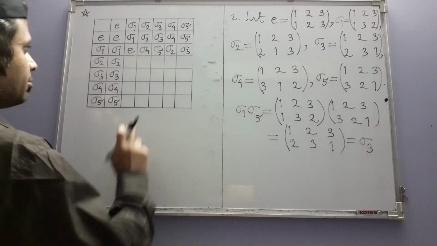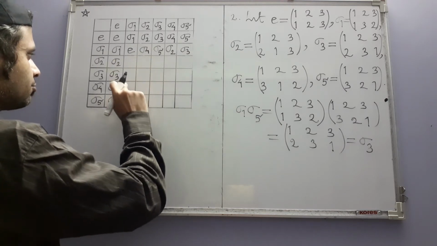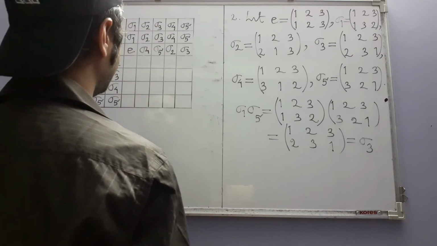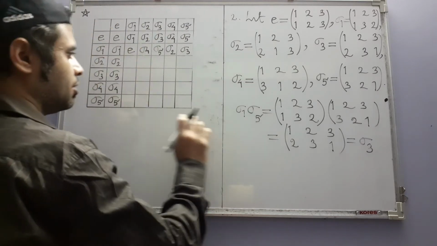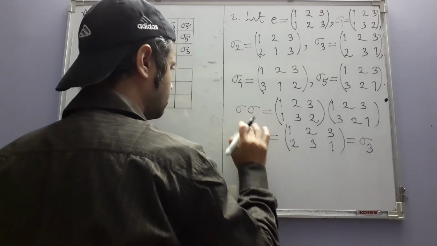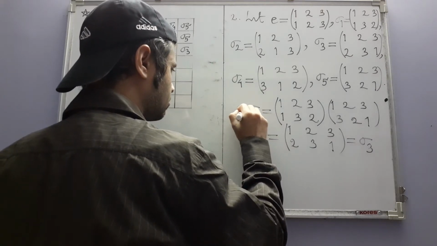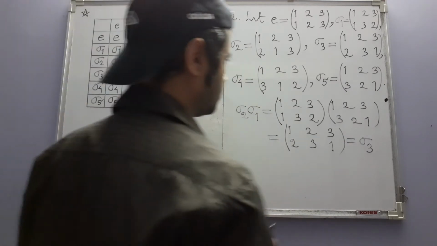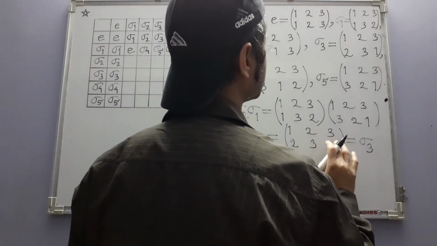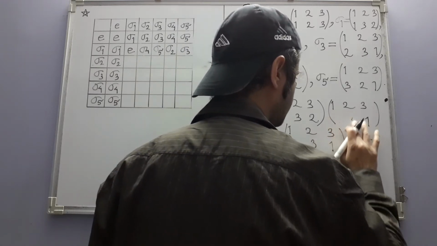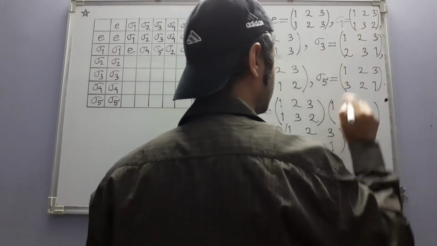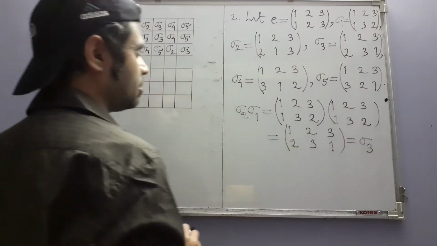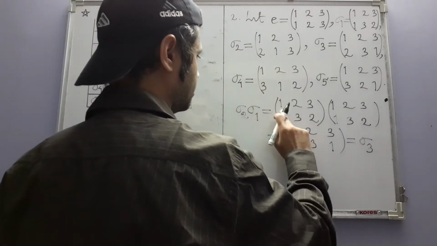And now don't make the mistake of writing sigma 4, 5, 2 and 3. They may not be the same thing. So now the order will change. Now sigma 2, sigma 1. So sigma 1 is 1, 3, 2, and sigma 2 is 2, 1, 3.